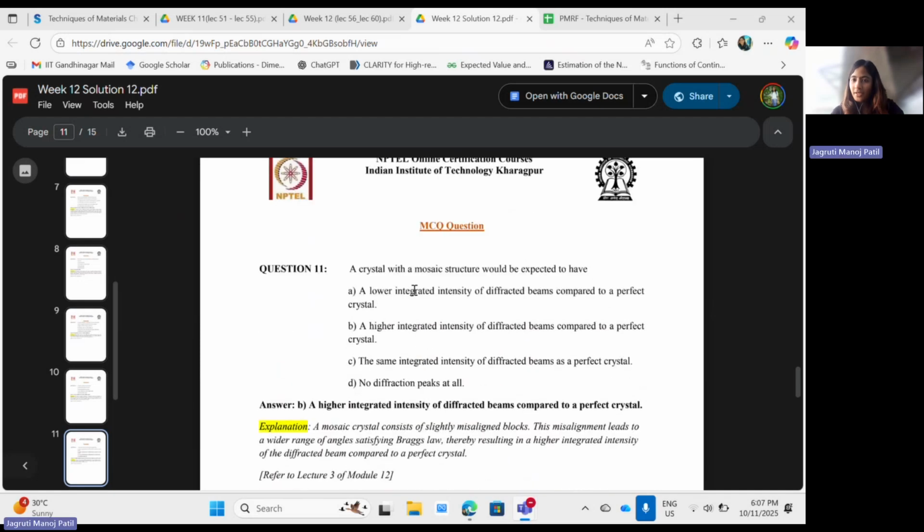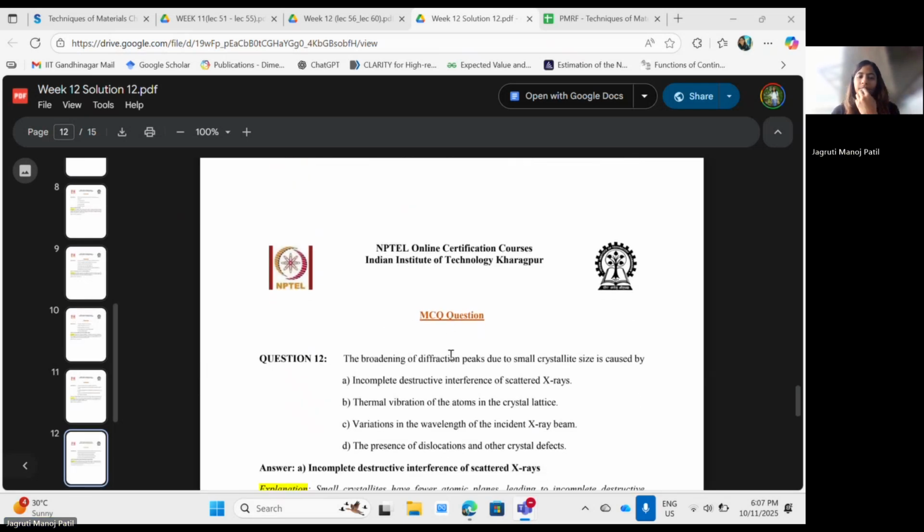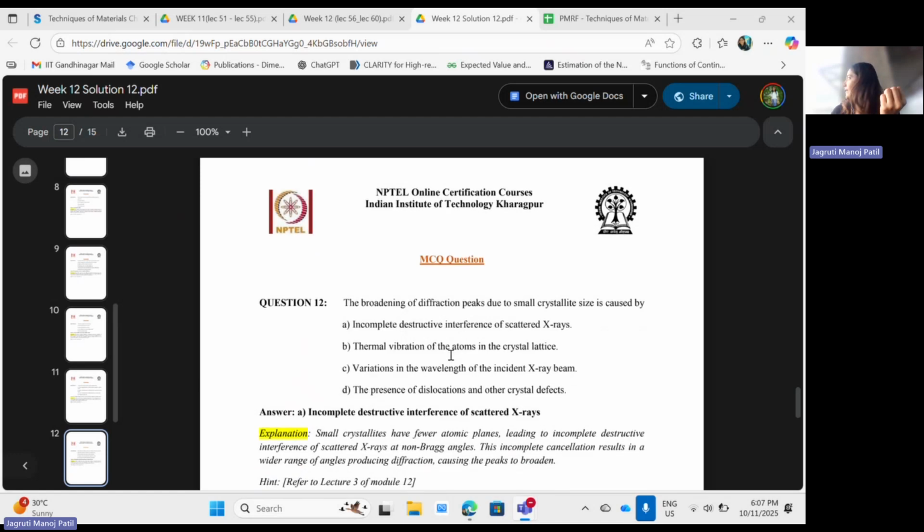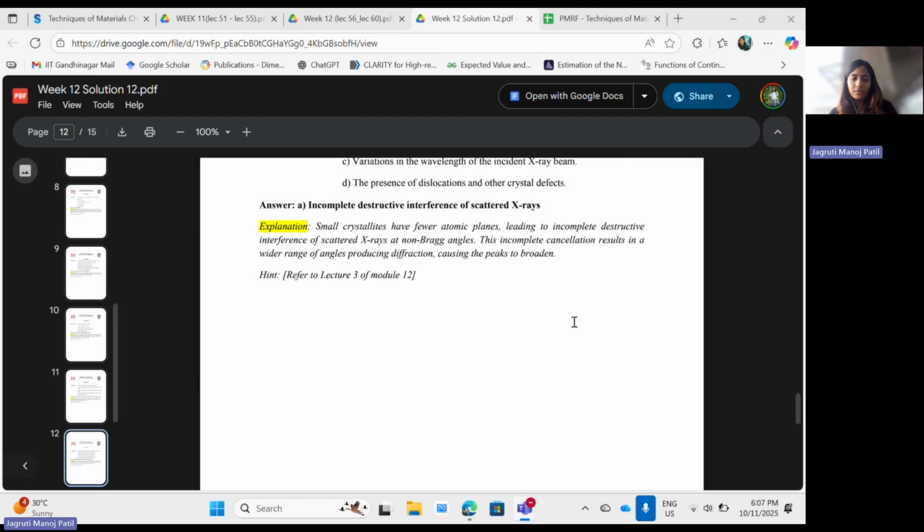If you have a crystal with a mosaic structure, that means some anisotropy is being introduced. It would be expected to have a higher integrated intensity of the diffracted beams compared to that of a perfect crystal. The broadening of diffraction peaks due to small crystallite size is caused by what? Because of the incomplete destructive interference of the scattered X-rays. If it were complete, then everything would have been cancelled out.